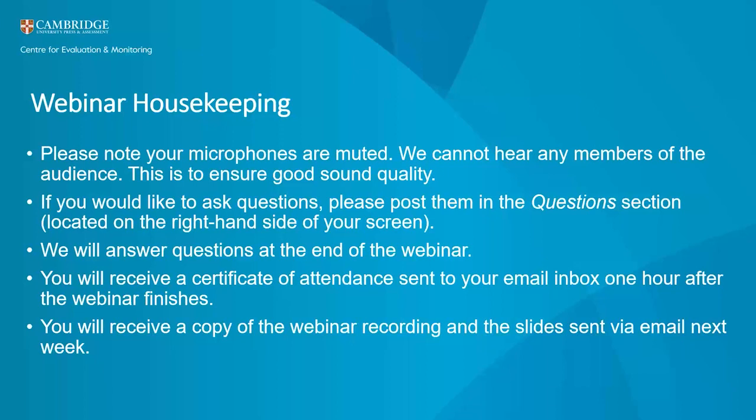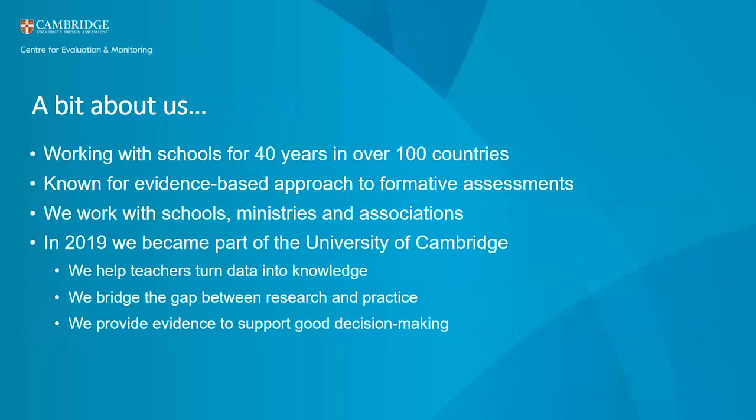So I'll say a few words to introduce Cambridge CEM, which is the Centre for Evaluation and Monitoring. We've been working with schools for 40 years in over 100 countries. We're known for our evidence-based research approach to baseline and formative assessments, using extensive data sets to support future outcomes and development. We work with schools, ministries and associations to transform the outcomes of the students they teach. In 2019, we became part of the University of Cambridge, which has supported our reach and abilities to support young people across the world. We help teachers turn data into knowledge, we bridge the gap between research and practice, and we provide evidence to support good decision making.